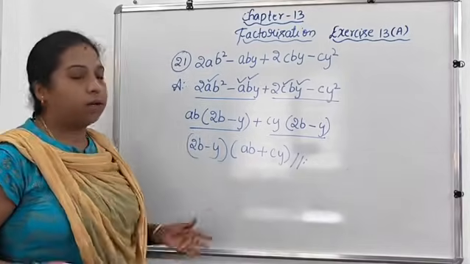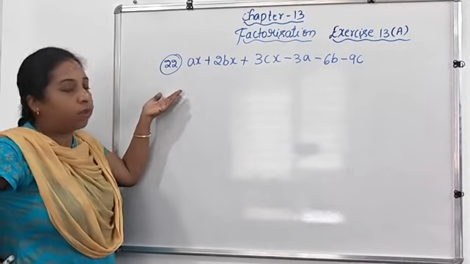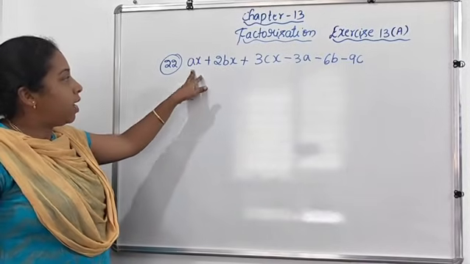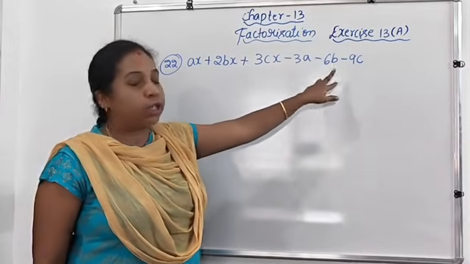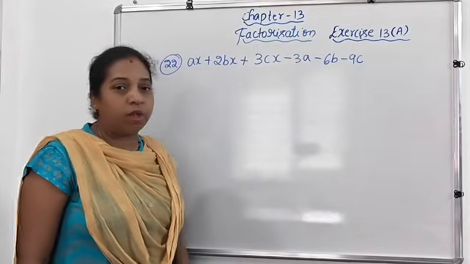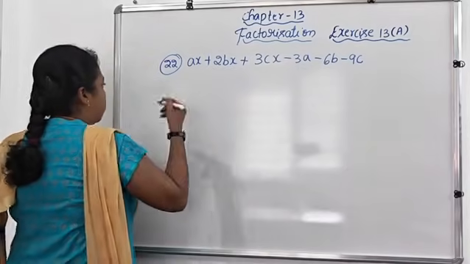So let's yes, listen. 22nd question. ax plus 2bx plus 3cx minus 3a minus 6b minus 9c. Right. So first we'll write the question as it is.